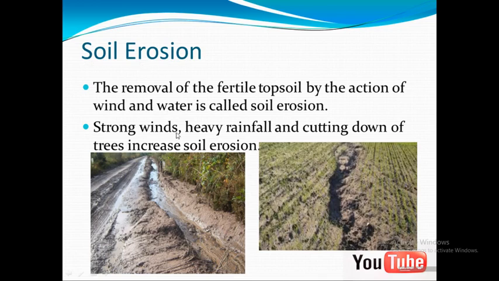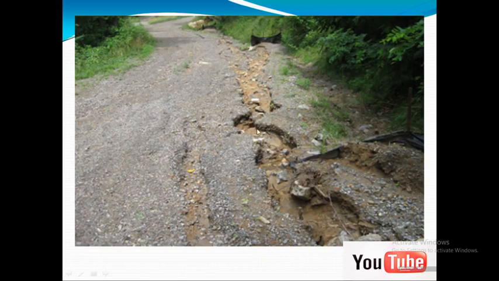So strong winds, heavy rainfall in the summer, and the cutting down of trees increase soil erosion. You should not cut a large number of trees, in order to prevent soil erosion. When winds and heavy rainfall come, soil erosion starts and the topmost fertile soil is washed away. This is how soil erosion takes place. The top layer of soil around this root is washed away by heavy rain. This is the soil erosion picture.